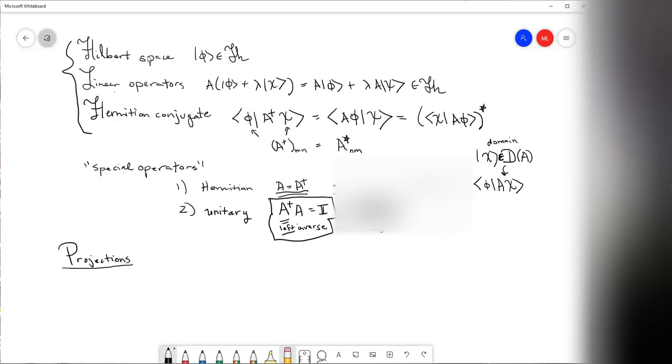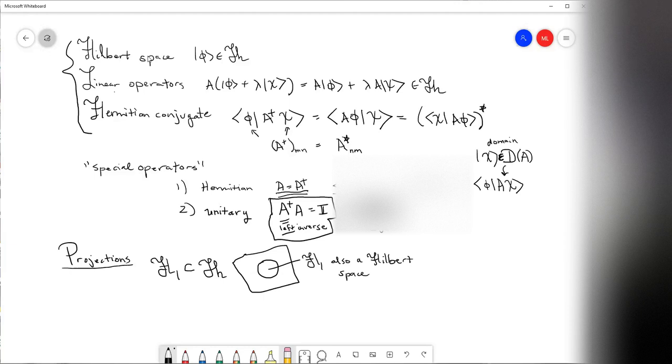So projections. What's a projection? So projection has to do with having a subspace of your Hilbert space. So you have some H1 that's kind of a subset of your whole vector space. So you can imagine a set of vectors in here, and then we're looking at some portion of the space, which we call H1. And this is also a Hilbert space. And that'll be important. And it just contains some subset of vectors. Typically, it's like one dimension less than your original Hilbert space.